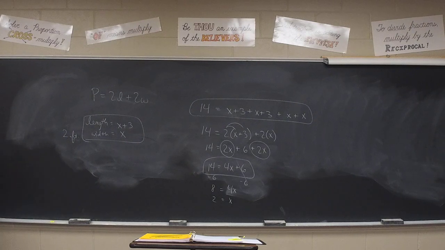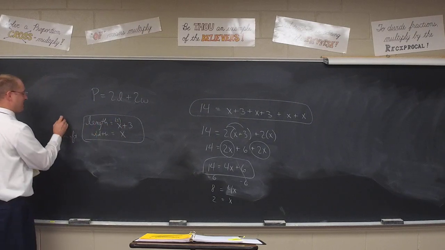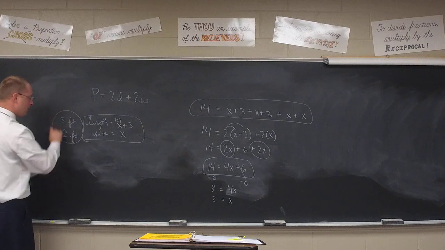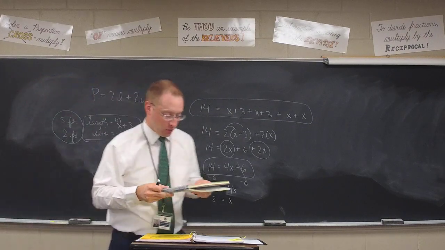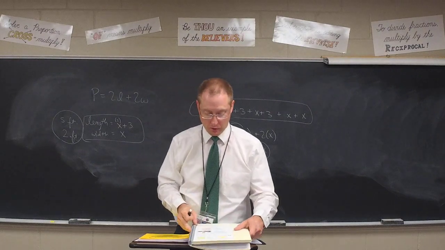All right, what's the length then, Luciana? 5 feet. 5 feet. And then we have a 2 foot by 5 foot rectangle. Any questions on the algebra there? Good posture then. Head off hand. All right, read number 14 for us then, if you would, Griffin.